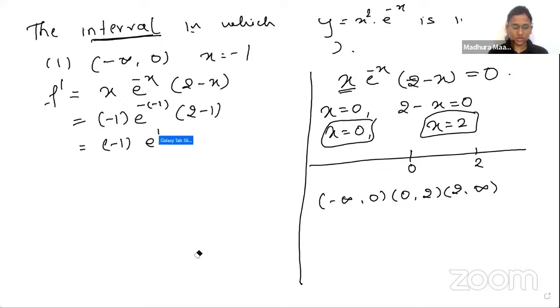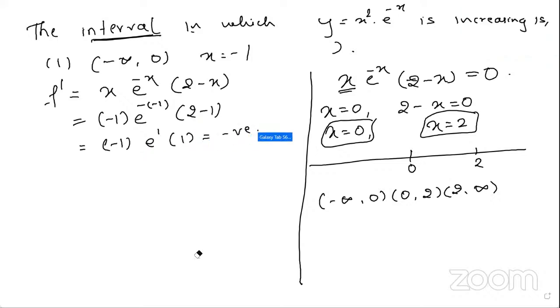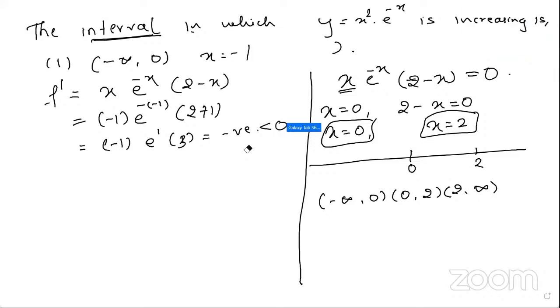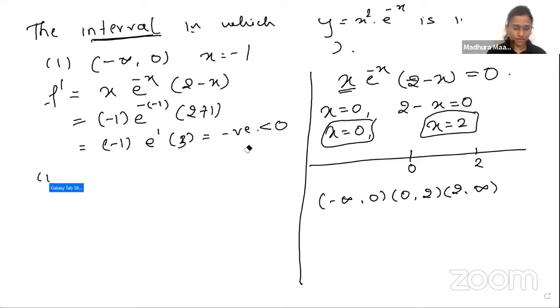Okay, this is e to the power 1, and this is 1. Is this negative? Minus of minus 1 plus 1, 2 plus 1. Okay, 2 plus 1 is 3. So now is this negative? Yes, negative. We don't want negative, we want positive, because we need increasing.